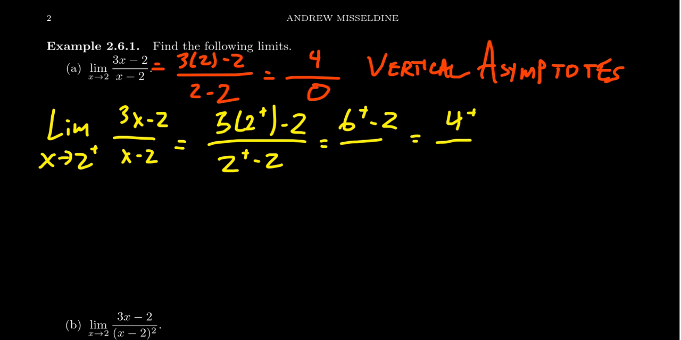On the other hand, though, if you take a number that's a little bit bigger than 2 and you subtract from it 2, you're going to get something that's a little bit bigger than 0, okay? And so you get 4 plus over 0 plus. But in all reality, when it comes to a number that's a little bit bigger than 4 versus a number a little bit smaller than 4, they're both going to be positive. So I can actually drop the plus on the 4. I'm just going to write 4 over 0 plus.